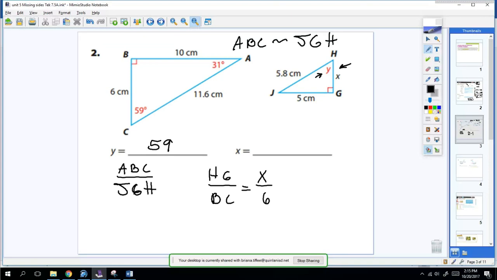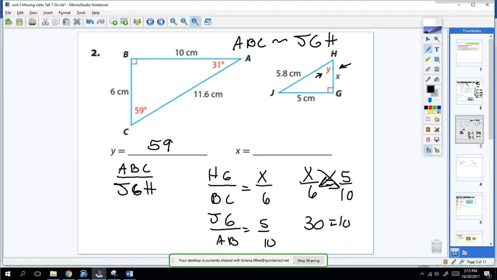Now let's choose a different side. Let's choose JG. JG goes with AB. JG is 5, AB is 10. So we're going to set this up: X over 6 is equal to 5 over 10. We're going to cross multiply. 5 times 6 is 30. X times 10 is 10X. Then we're going to divide both sides by 10. And X comes out to 3. So my missing side is 3.